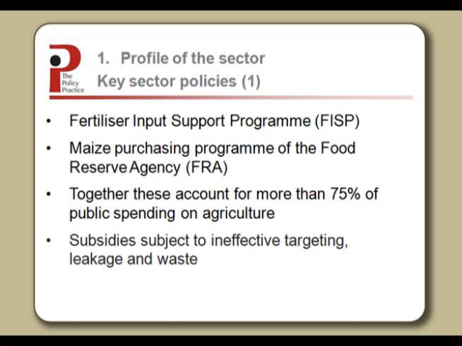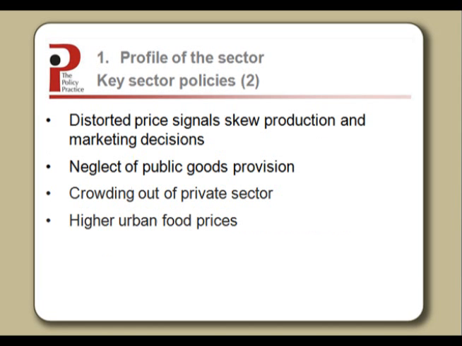They've distorted prices and created opportunities for rent-seeking and corruption, and also imposed a massive fiscal cost, taking away resources from alternative uses. With all of this spending essentially going on private goods, public goods provision in agriculture, in particular areas like agricultural research and extension or transport and market infrastructure, have been woefully neglected.